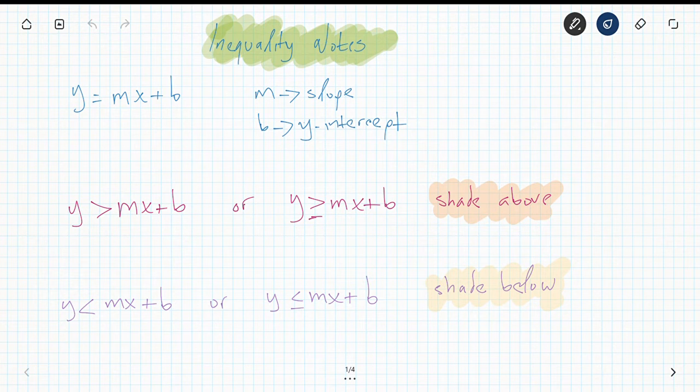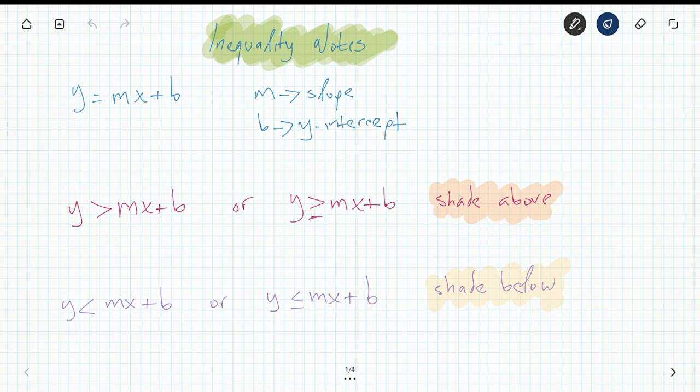Okay, so the very first thing that we need to understand is that if you want to graph a line, you must have the equation y equals mx plus b. M represents the slope and b represents the y-intercept. When we're dealing with inequalities, they're just going to have the same form, y equals mx plus b. So it's like if you were just graphing a line, right? But the difference is that instead of the equal sign, you have the greater than or less than, okay?